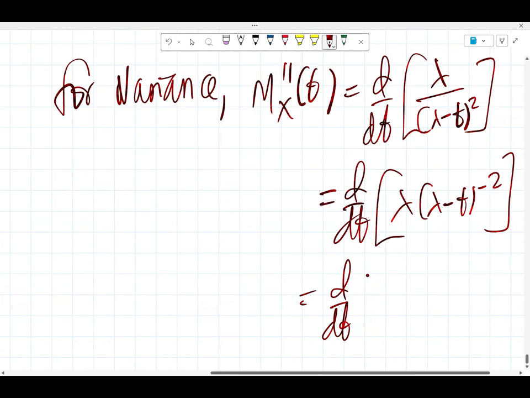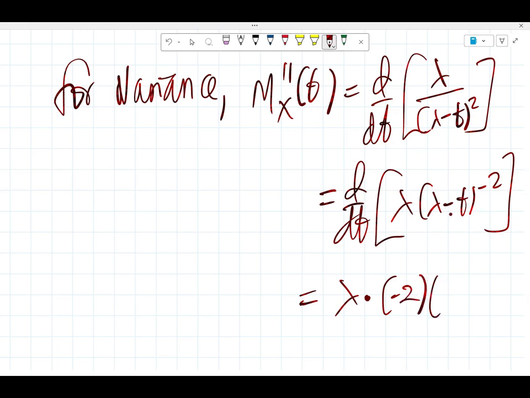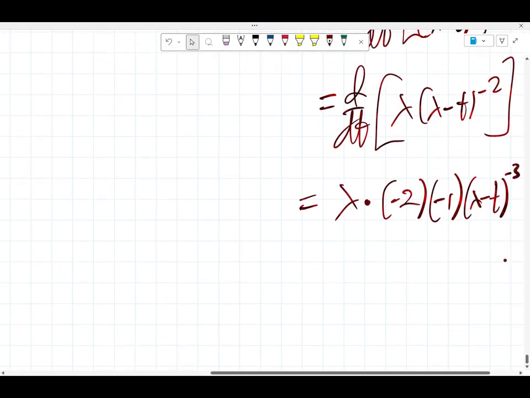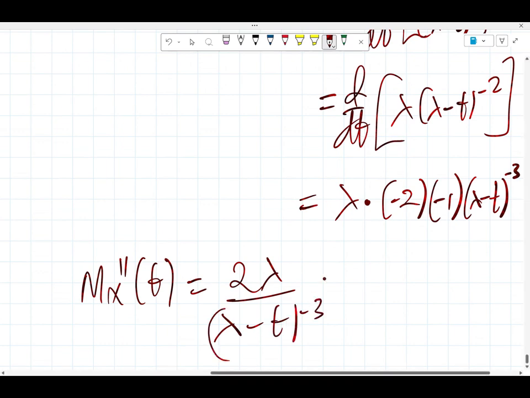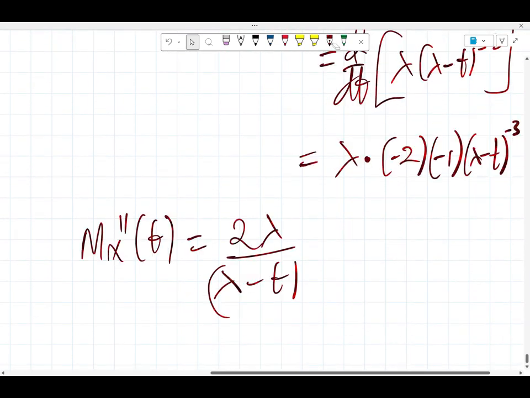To differentiate now, we can keep this lambda, then bring down the power again. Then differentiate inside. That's -1. Then reduce the power. That's lambda minus t raised to -3. So m x prime prime of t now is equal to minus 1 times -1 is 2. So you have 2 lambda all over lambda minus t raised to the power 3. I hope I did that well. Yeah, I think that works.